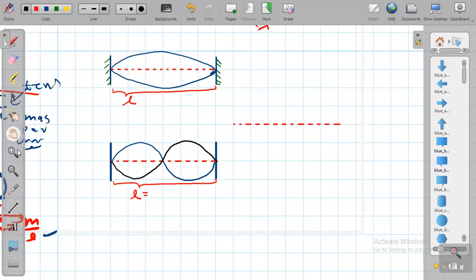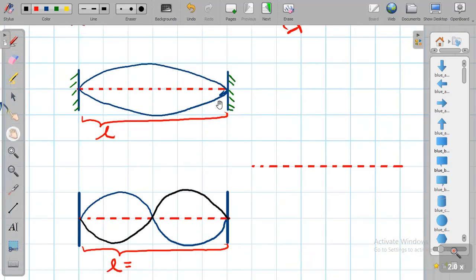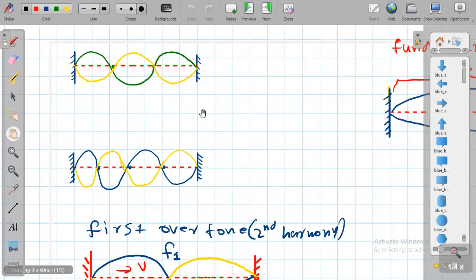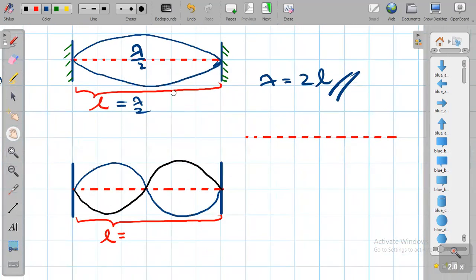Now let me explain something like the fundamental tone. In a string set, you may get this type of result. If you get the wave pattern here, what is the loop? I told you it's always lambda over 2. So L equals lambda over 2. Now you can get lambda when you cross multiply. It's one of the results in your book.